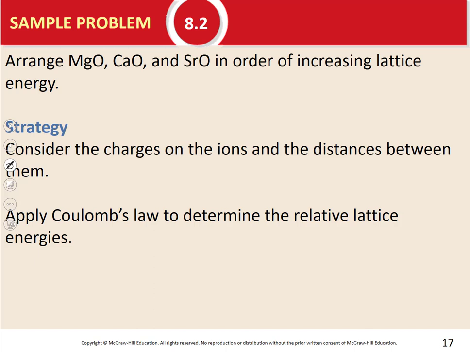All right, so let's try this out. Arrange magnesium oxide, calcium oxide, and strontium oxide in order of increasing lattice energy. So increasing meaning from smallest to biggest. Biggest lattice energy. LE, I'm just putting LE for lattice energy. Magnesium oxide, calcium oxide, and strontium oxide.